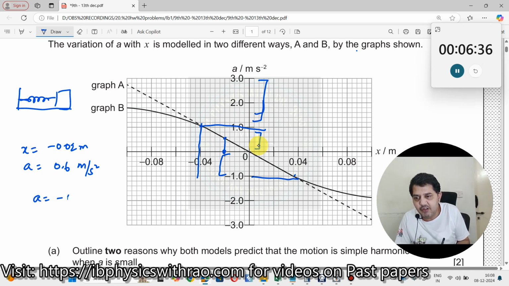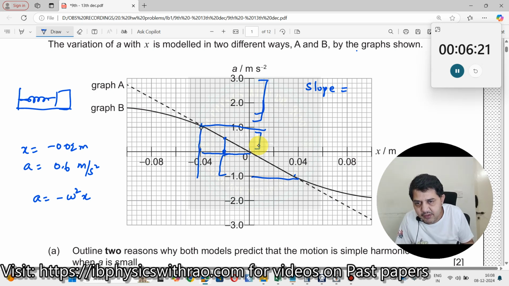a is equal to minus omega square x. So what we will do is we will take up the slope here. Draw this line here and take up this line over here. We will take up the slope. What is the slope? What does the slope tell you? Slope here is equal to, what is this now?